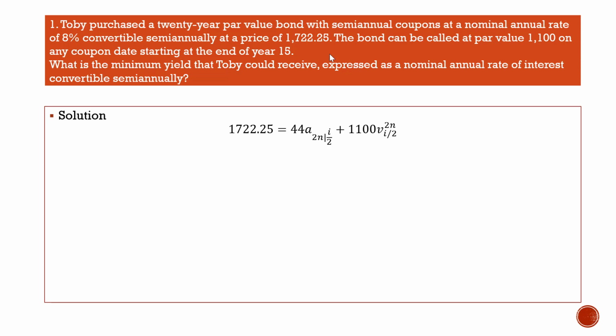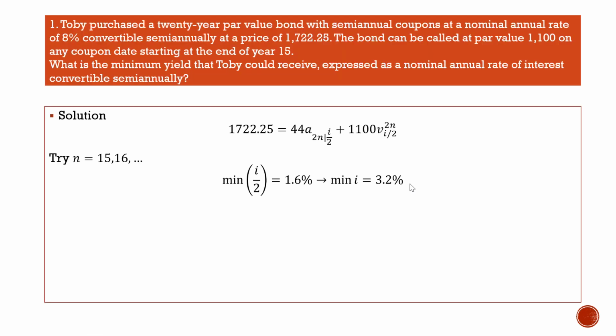So 1722.25 is 44 a_angle N at I over 2, because here the bond is redeemed twice a year and interest is also convertible semi-annually. So let's say I is the nominal interest rate. So for each half year we have interest I over 2. And we are going to try N from 15 to 20, and we figure out that at year 15 the yield interest is the minimum, which is 1.6% for I over 2 and I is 3.2%.